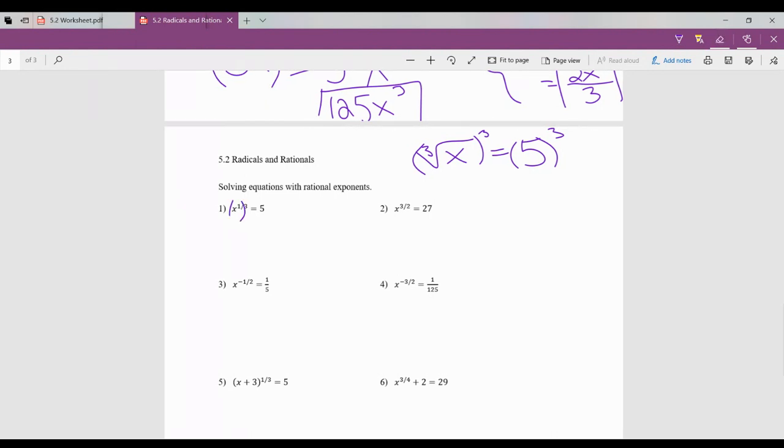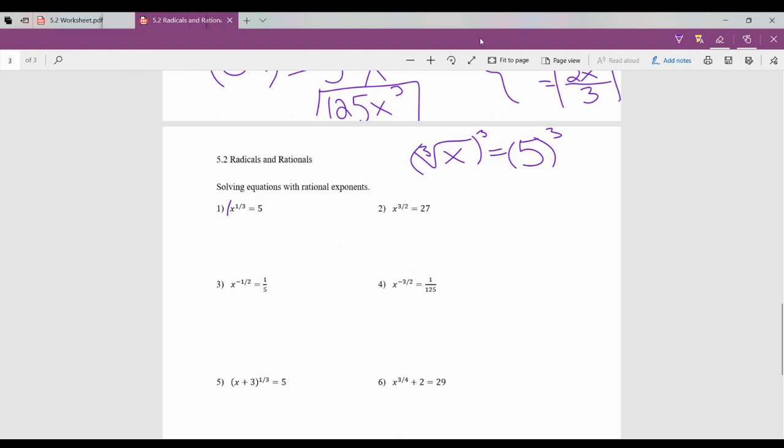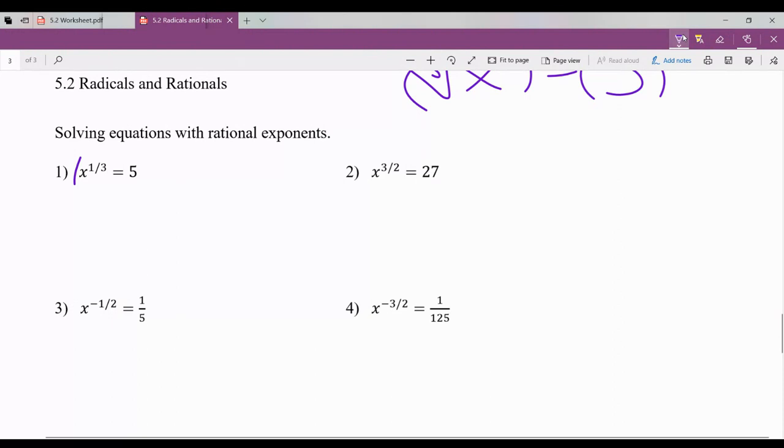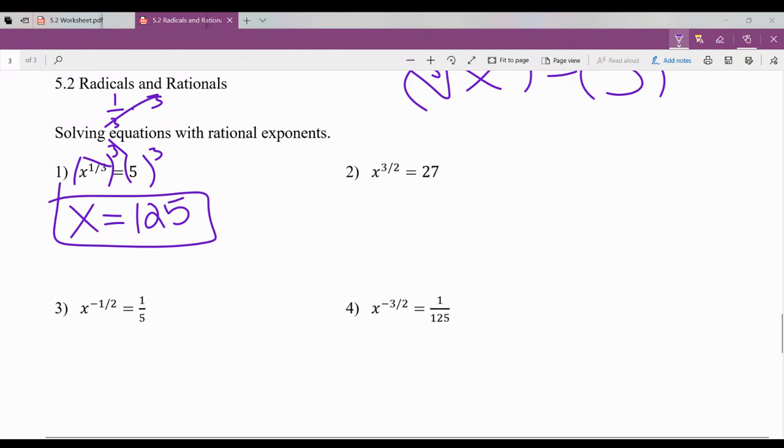Ooh, my parentheses got a little lost in there. Let me zoom in a little bit so I'm a little closer up. All right, so we're going to raise both sides to the third. When you have 1/3 to the third, you're multiplying those exponents. So 1/3 times 3, those cancel. So you're left with just plain old x equals 5 to the third. That's 5 times 5 times 5, 125. And that's it.